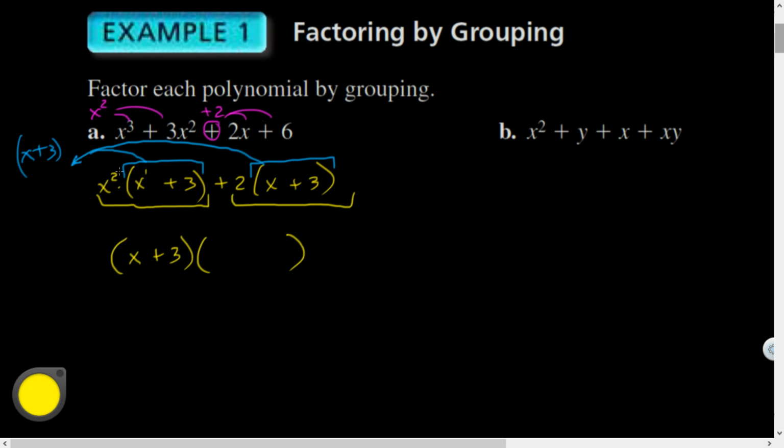And then what's left would have been, so I would have written x plus 3 outside a set of parentheses, and what's left would have been the x squared and the plus 2. X squared plus 2. So that's the only way we know to factor a 4-termed polynomial, with factor by grouping. That's your only strategy right now. And not all problems are factorable, as we'll find out today as well.